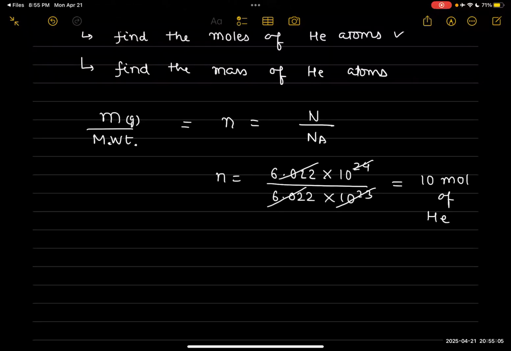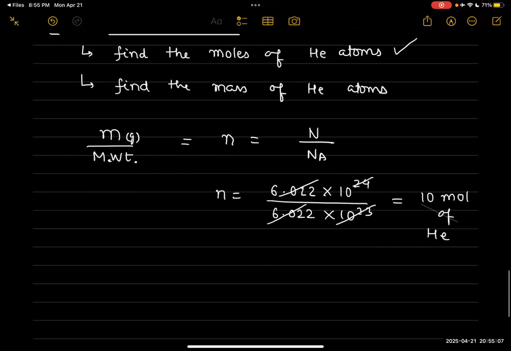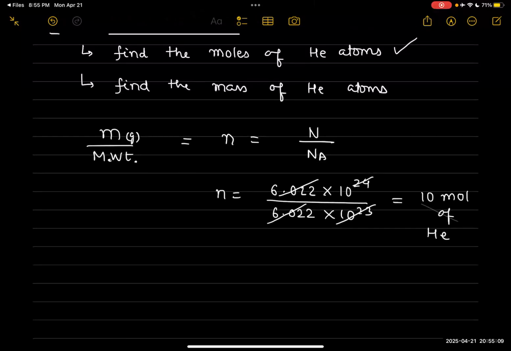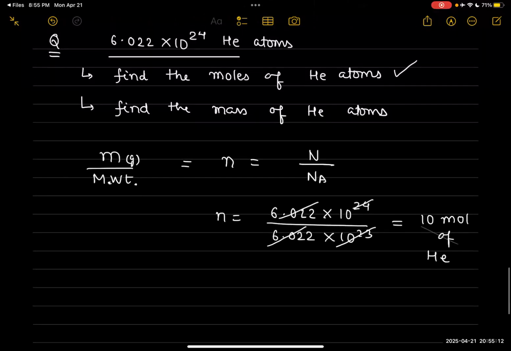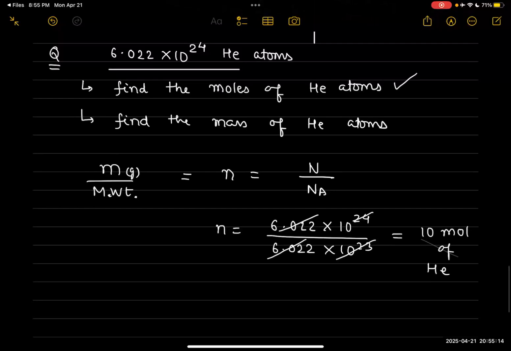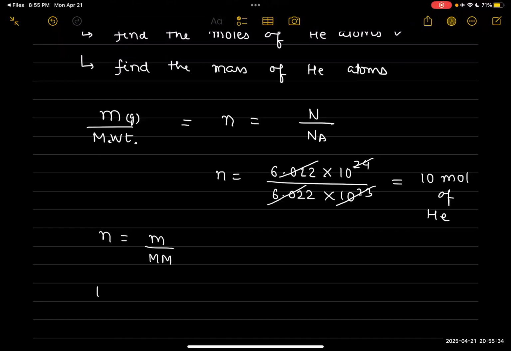Next, suppose I ask you what is the mass of these many helium atoms. From the number you would not go directly to the mass. First you will come down to the moles. Now you will use the formula which relates the mass with the moles. So moles equals mass by molar mass. Number of moles are how many? 10.